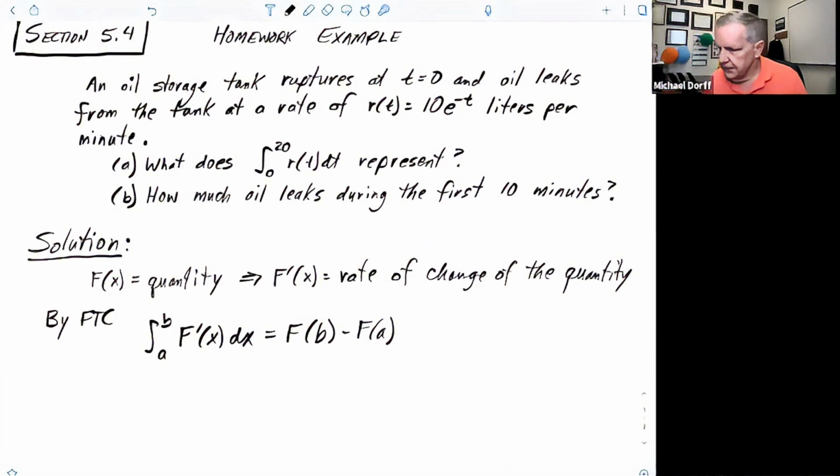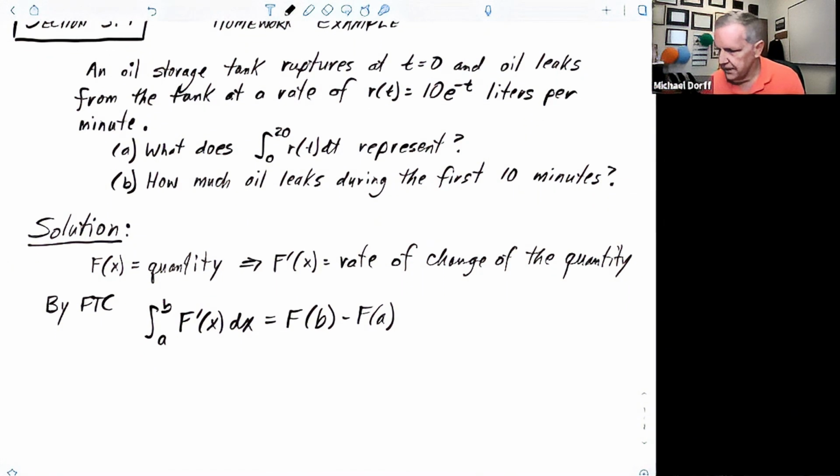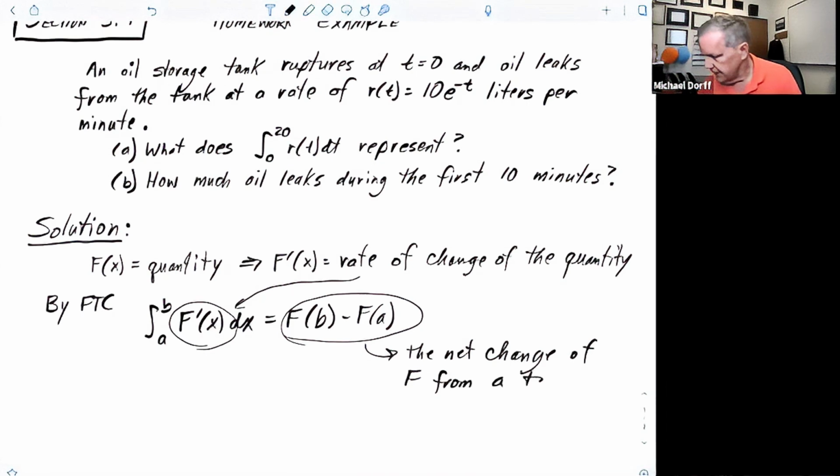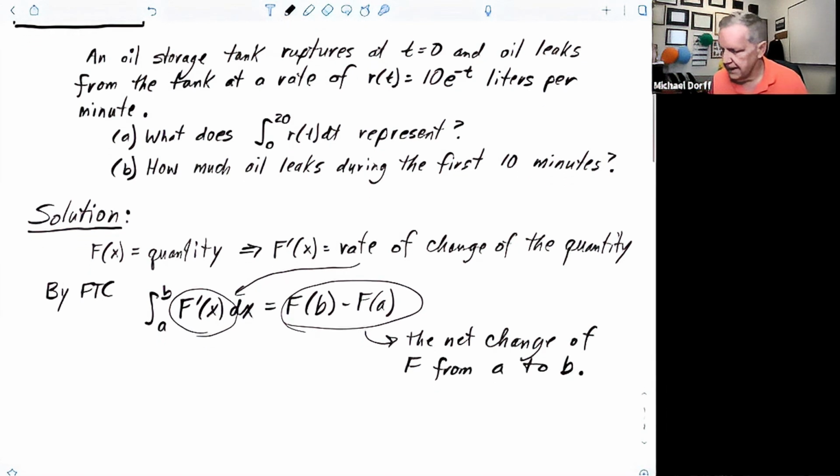All right, so I can also think of this: if f prime represents the rate of change, then this quantity here is the net change of f when I go from a to b. We're going to use that idea in answering these questions. This, by the way, is known as the net change theorem.